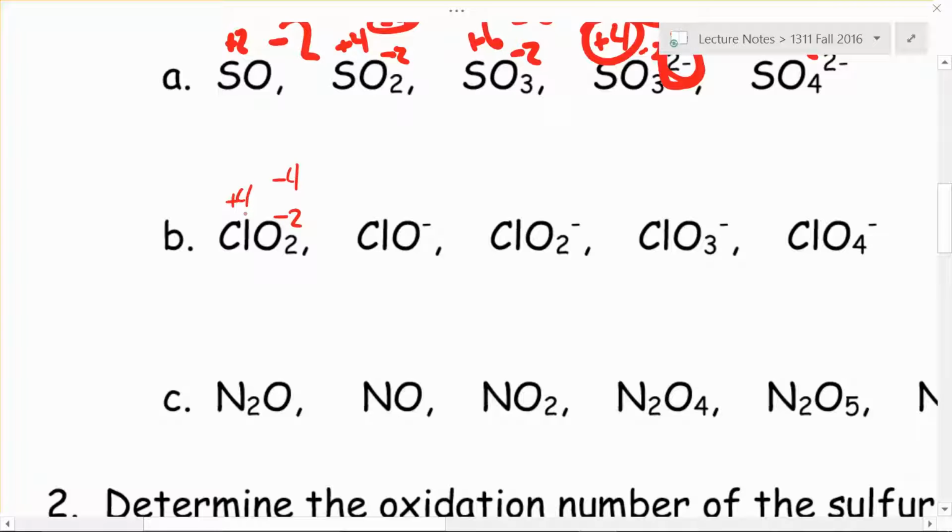Here we only have one oxygen. It's -2. But what do we have? A -1 charge. So that means the oxidation number of this chlorine is what? +1. Because it's only balancing one of the negative charges, not both of them. So we have a -1 charge left over.